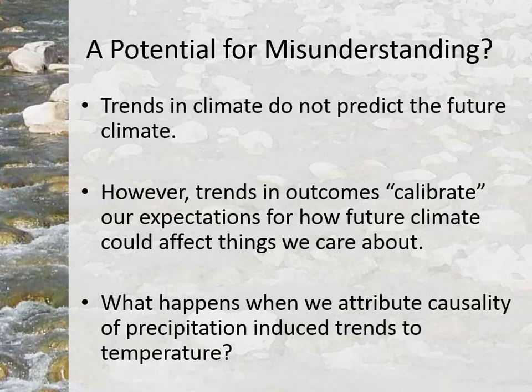The question I'm addressing is this notion of whether a trend that we've found in mountain precipitation is important. Certainly we know that trends in climate may not predict the future, but is it important in interpreting the past? Trends that we've seen in outcomes that might be related end up calibrating our expectations, whether those are directly calibrated through calibrating physically based models, empirical models, or even just the mental constructs that we use to understand how the system might work on a more emotional level, in a sense. So what happens when we attribute causality of precipitation-induced trends to temperature in particular?